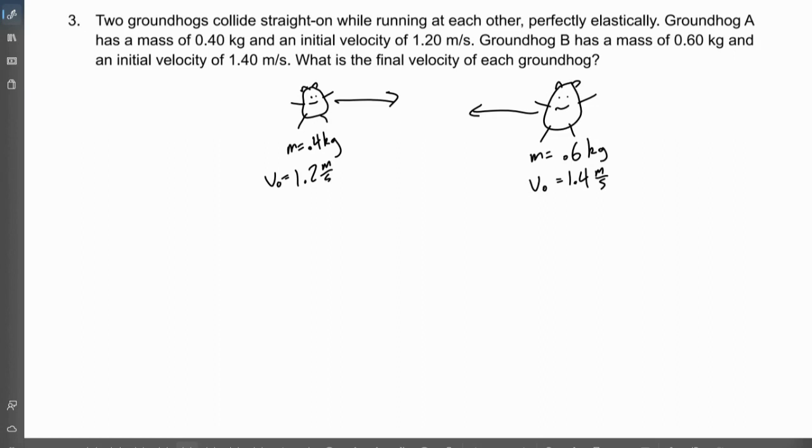Of each groundhog. Okay. Well, this is a collision. What's the best place to start in collisions? No matter what? Momentum initial equals momentum final. Okay. So we'll get mass of groundhog A, V naught of groundhog A, plus mass of B, V naught of B. That has to equal our final momentum. So mass of A, V final A, plus mass of B, V final B.